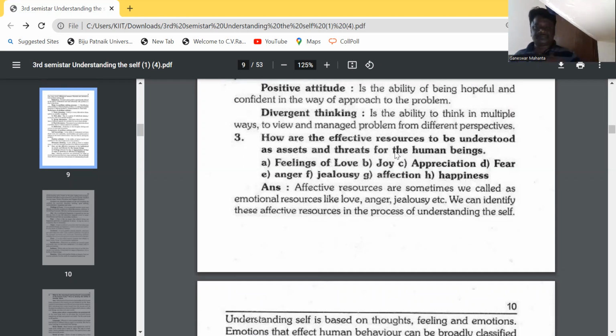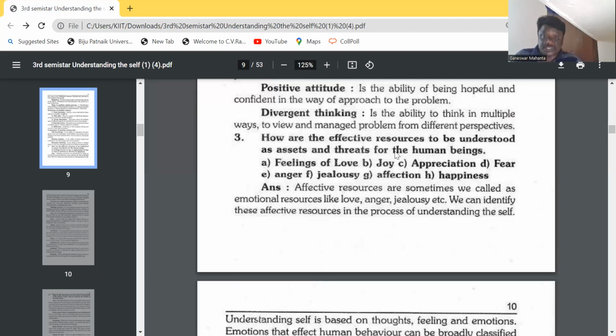Feelings of love, first point. Joy, when happiness is received, a happy moment. Appreciation, third point. Fear, fourth point. Anger, jealousy, affection, and happiness. These are the points or affective resources understood as the assets and threats of a human being.